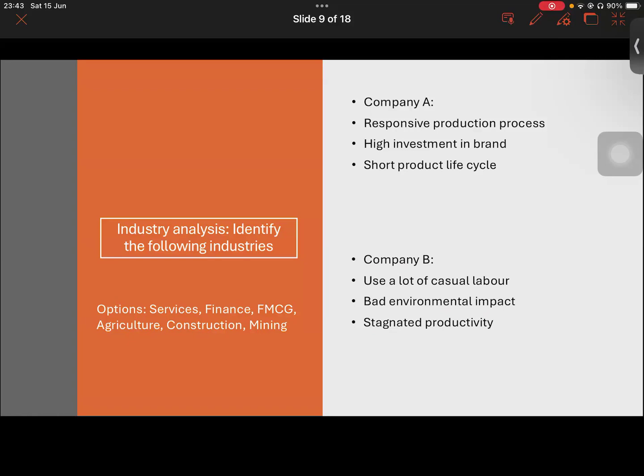With construction, maybe it has a production process, but its product has a very long life cycle, and the investment in brand is not that great. They focus more on investment in machinery and labor rather than the brand. You don't see any ads on TV for a construction company. That's simple. And with mining, just like with agriculture, it has a very long product life cycle because mining produces commodities. So they don't need marketing. They don't need to invest in brand. They need to invest in the equipment, but not the brand.